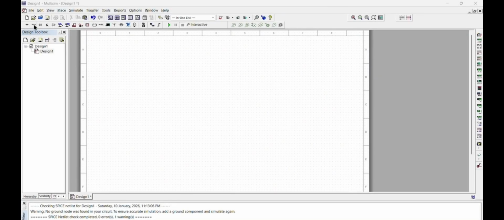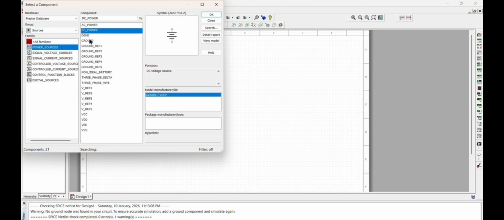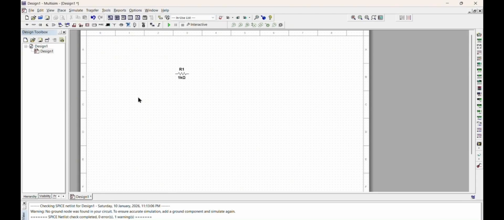First, I selected the required components such as resistor. This is supply. Okay, then for measure current, I take the multimeter. Then I connect wire V1 to R1. This is for measure current.